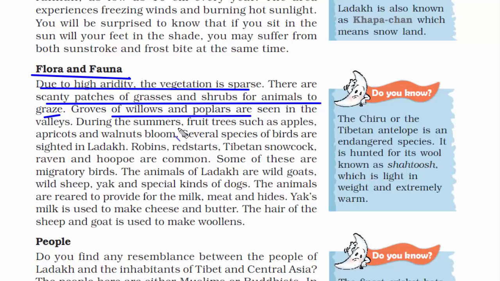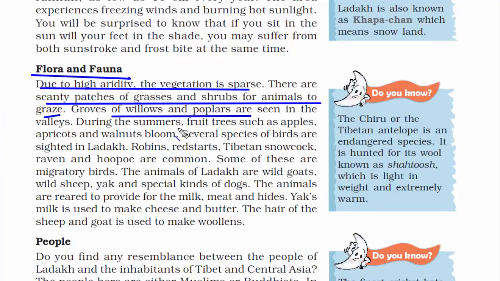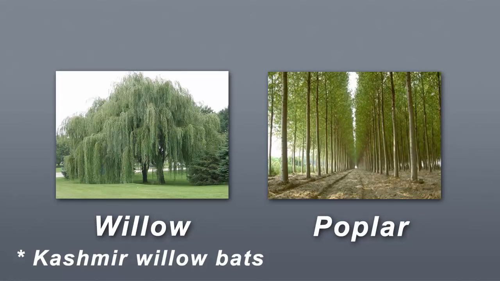Groves of willows and poplars are seen in the valleys. These are trees and they look something like this. You must have heard that cricket bats were traditionally made from willow wood, and you also must have heard about bats coming from Kashmir willow. So this is the tree from which the bats are made.